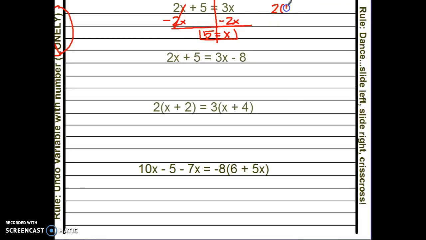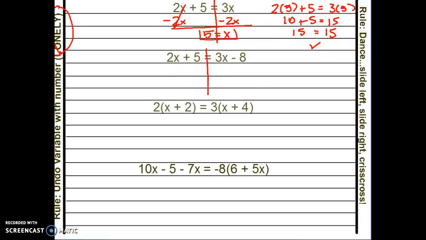Make Miss Delaware happy. 2 times 5 plus 5 is equal to 3 times 5. Right? 2 times 5 is 10. 10 plus 5 is 15. 3 times 5 is 15. 15 is equal to 15. It works out. I know I'm right because the check works out.